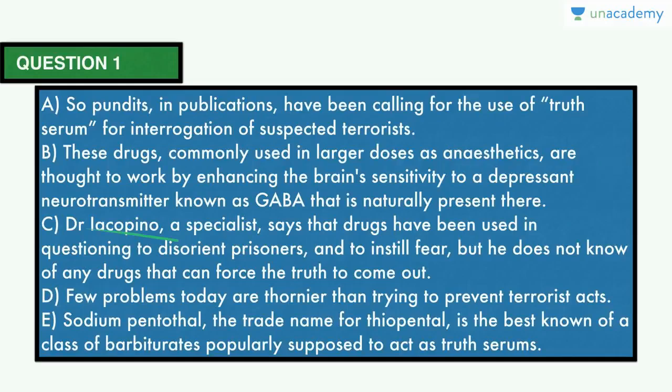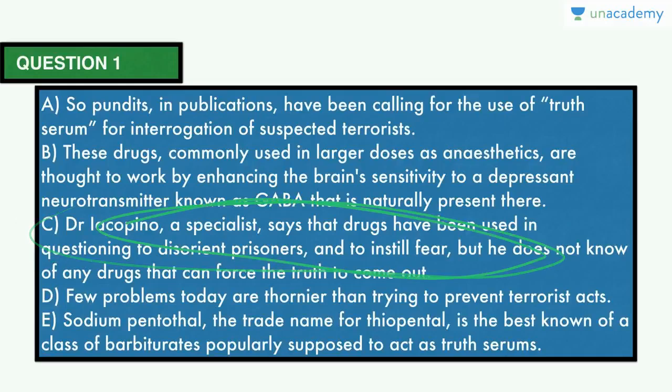Now sentence C, what is it doing? He does not know of any drugs that can force the truth to come out. This is adding some speculation, some sort of doubt, and there is no reason for us to doubt. This should come at a later stage, when some speculation, some sort of an apprehension regarding truth serum has come out. This does not go hand in hand with the central theme.